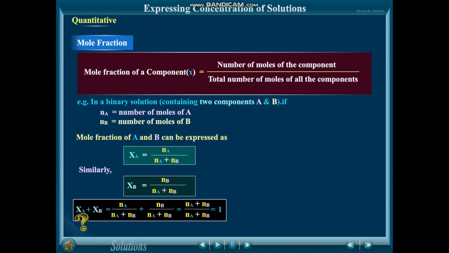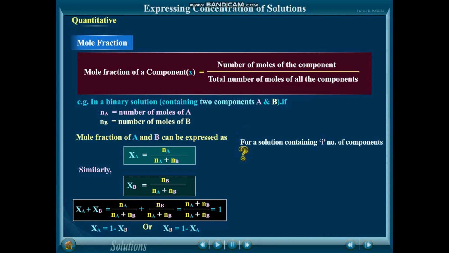So the sum of the mole fractions of the 2 components is equal to Na by Na plus Nb plus Nb by Na plus Nb. When you equate it, you will get 1. The sum of the mole fractions will be equal to 1. So, to find the mole fraction of a particular component, Xa is equal to 1 minus Xb, or Xb is equal to 1 minus Xa.